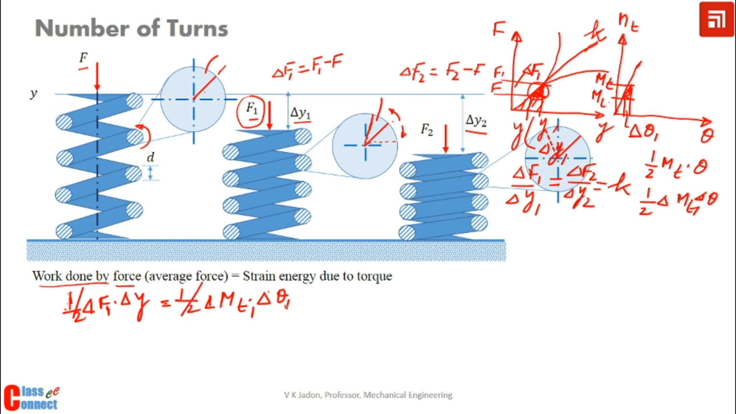We can replace this delta theta using our torsion equation, which gives us MT by J is equal to G theta by L. Why are we replacing this? Because we want only measurable parameters, but theta cannot be directly measured. So we want to eliminate theta and have all parameters which are easy to calculate.